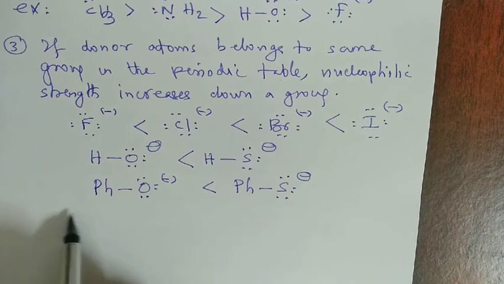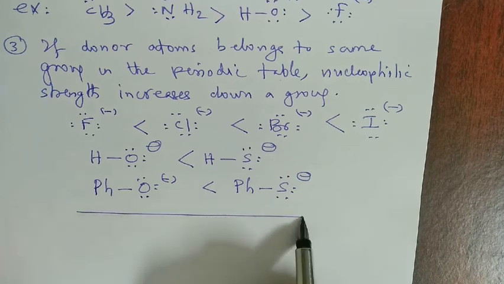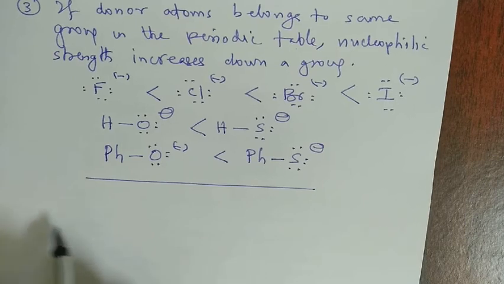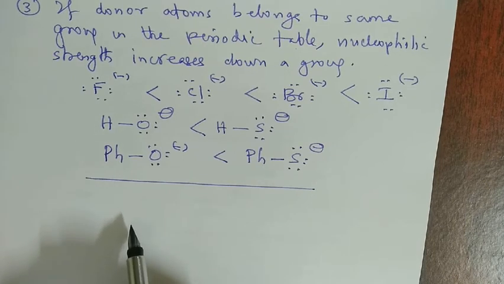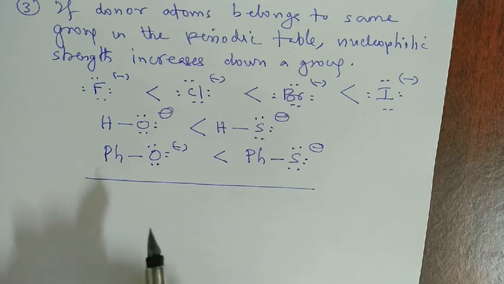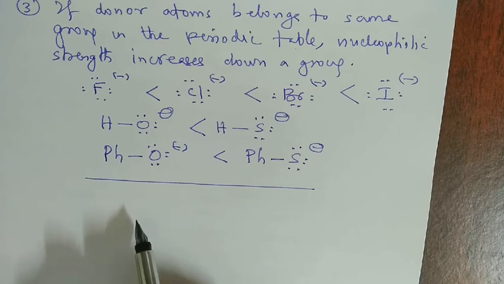So these are the three generalizations about nucleophilic strength. Once again repeating, the nucleophile is involved in the rate determining step of the SN2 mechanism. Therefore, as nucleophilic strength increases, the rate of the SN2 reaction increases. Nucleophilic strength or nucleophilicity is defined as the ability of a nucleophile to donate an electron pair to a carbon atom.